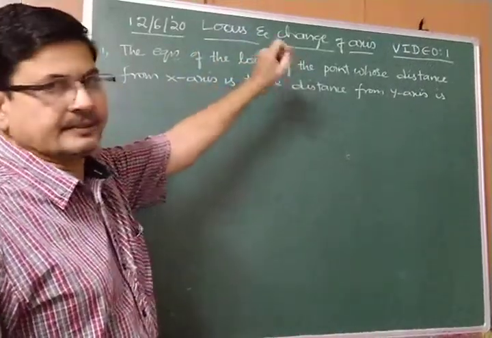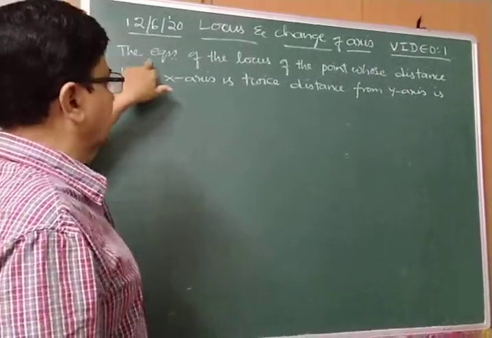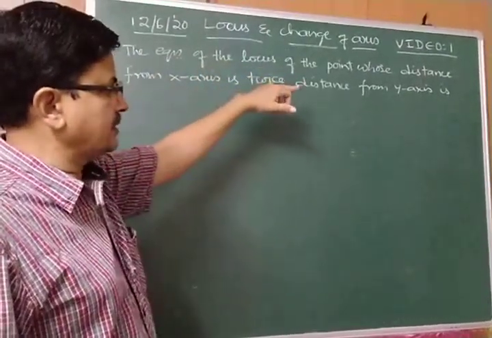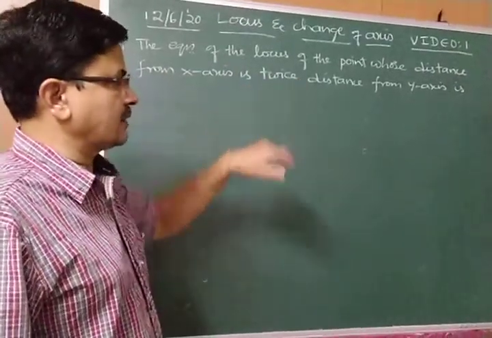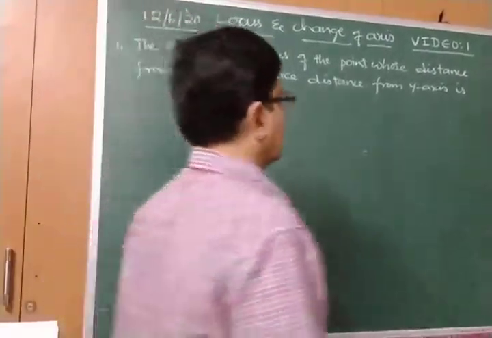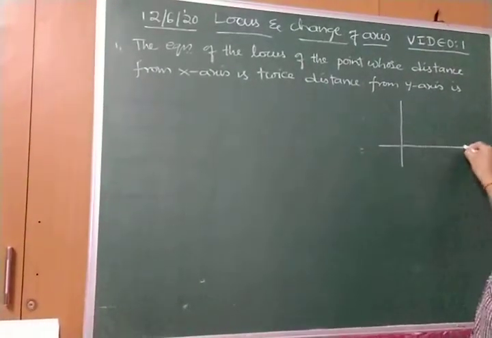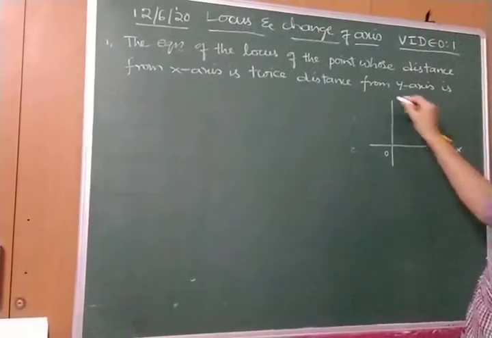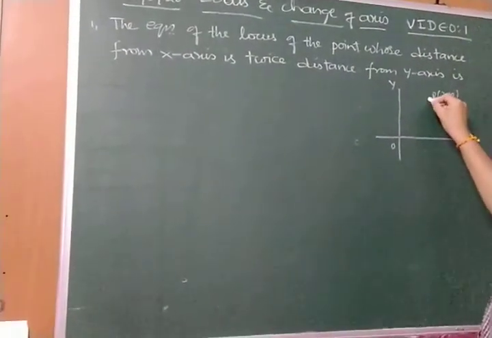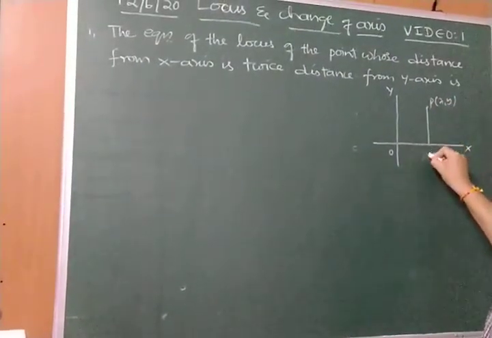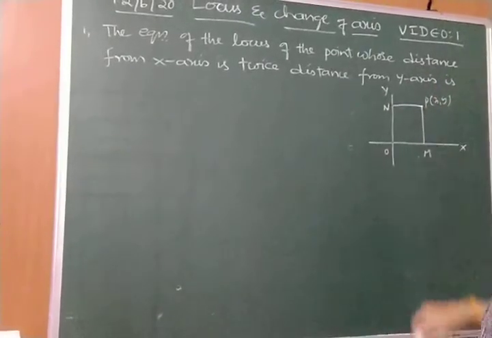and change of axis. In this topic, first question is the equation of the locus of the point whose distance from x-axis is twice the distance from y-axis is. So we take the coordinate axis. This is origin, x-axis and y-axis. If P(x, y) is a point on the first coordinate, draw PM perpendicular to the x-axis and draw PN perpendicular to the y-axis.